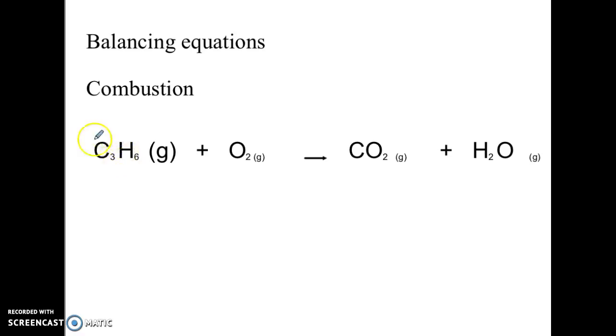So I notice here I've got 3 carbons, so I'm going to put a 3 here. 3 carbons, 3 carbons. Next I have to do hydrogens. So I have 6 hydrogens. I have only 2 here, so I would need to put a 3 here. And lastly, I'm going to balance my oxygen. Well, when I balance the oxygen, you'll notice I got 6 oxygens on the product side from 3 times the CO2 would be 6. And then I've got 3 more, which gives me 9 oxygens.